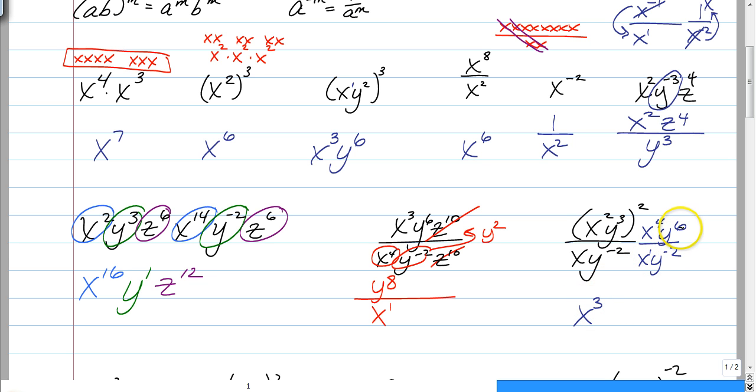And then you have 6 y's on top and 2 unhappy y's that want to be up top with the other 6 y's. So they go upstairs to a y squared. That gives you y to the 8th. And you're done. So, tricky? Yes. However, the more you practice, the better you will get.